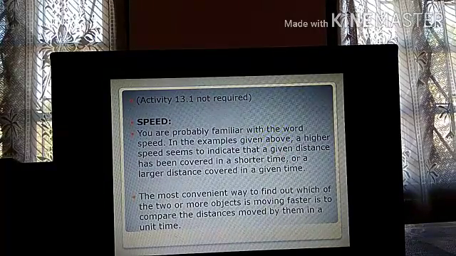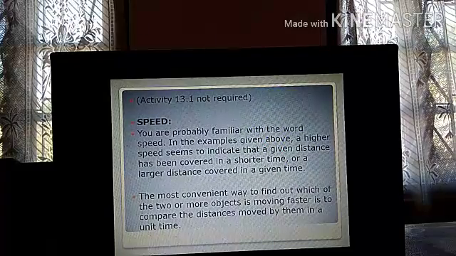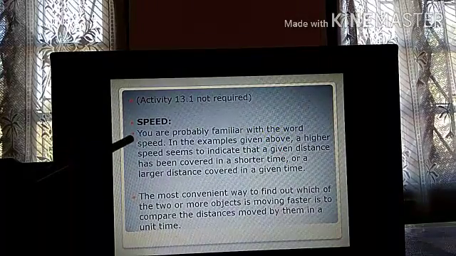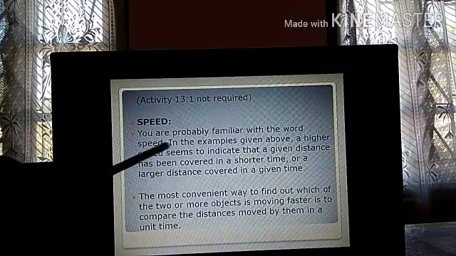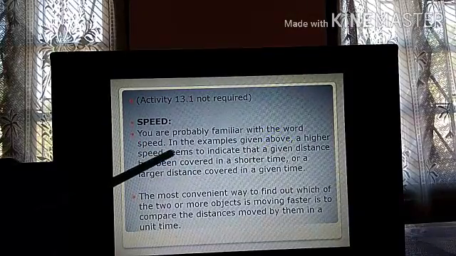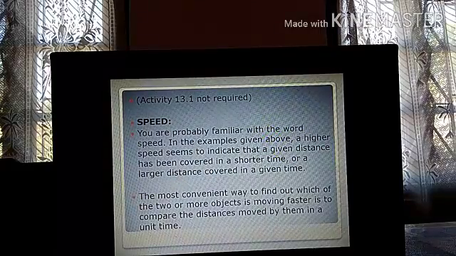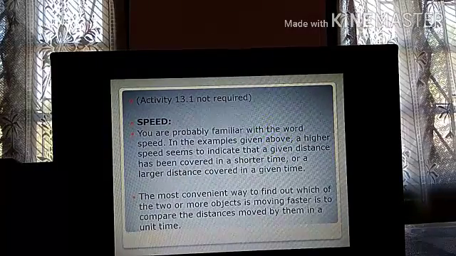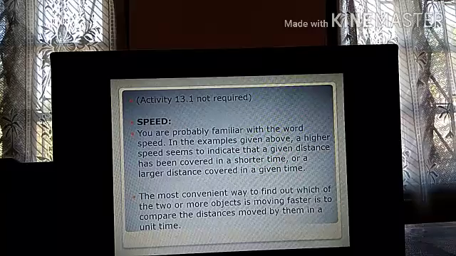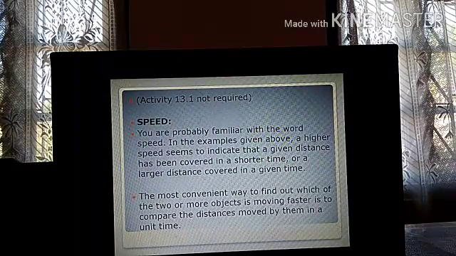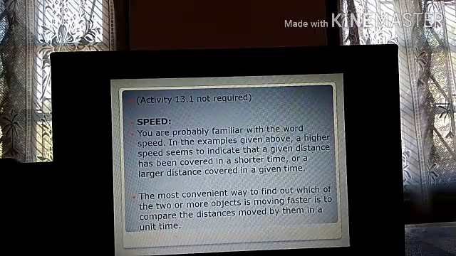So now we come to speed, the next topic, and a very, very important topic. You are probably familiar with the word speed. In the examples given above, a higher speed seems to indicate that a given distance has been covered in a shorter time, isn't it? Suppose I ask you, whose speed is the highest? A rickshaw puller's speed or a bus driver's speed?